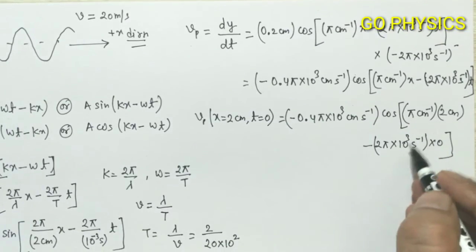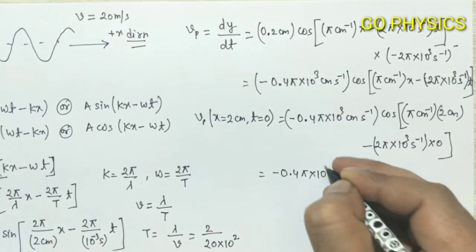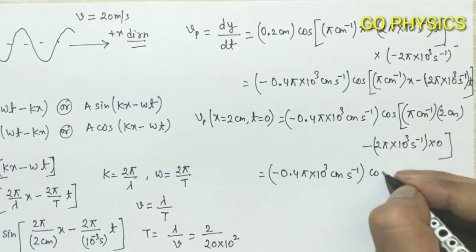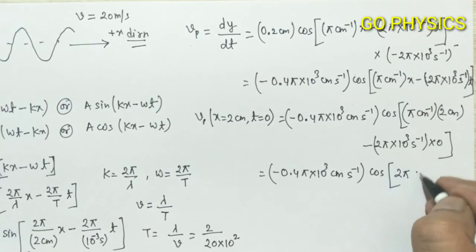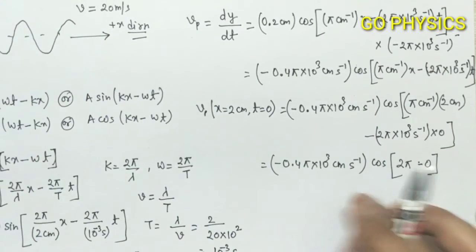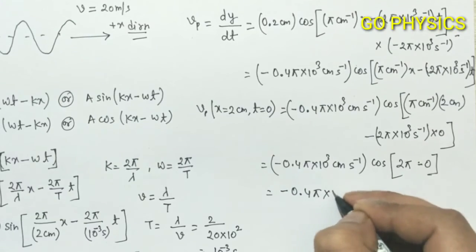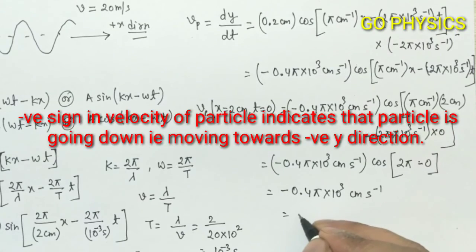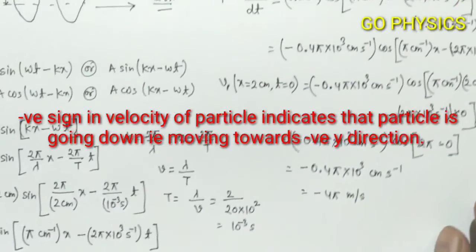As we can see, it will become minus 0.4 pi into 10 to the power 3 centimeter second inverse cos (2 pi minus 0), and the value of cos 2 pi is 1. So the final answer we will get is minus 0.4 pi into 10 to the power 3 centimeter second inverse. If we change the unit to meter, it will come out minus 4 pi meter per second.